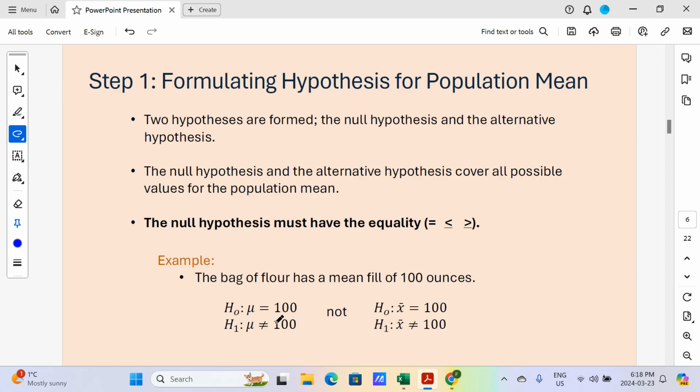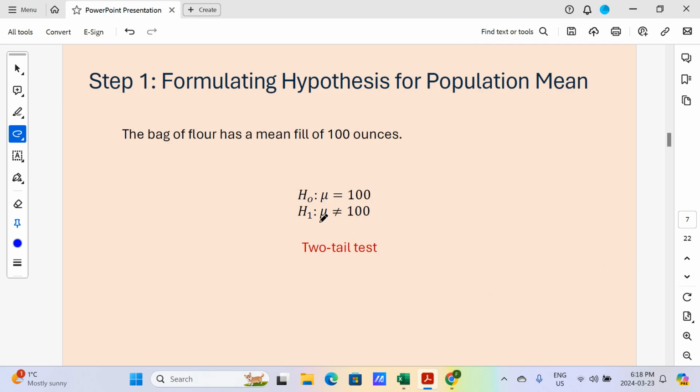So look at it, it's very important. In H0 and H1, we need to work with population parameter, not sample statistic. We don't work with X bar, we don't work with S. We always work with something related to population, mu, sigma, okay? And here we work on mean. So we have written mu, population mean. So when in H0 and H1, we have equal sign and not equal sign, we call that a two-tailed test. I'm going to explain why we call that a two-tailed test later.